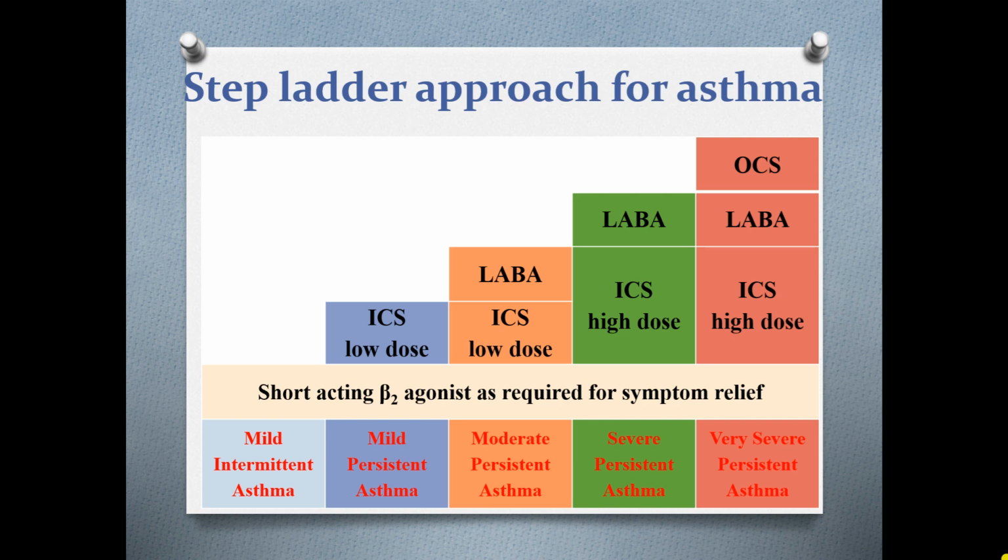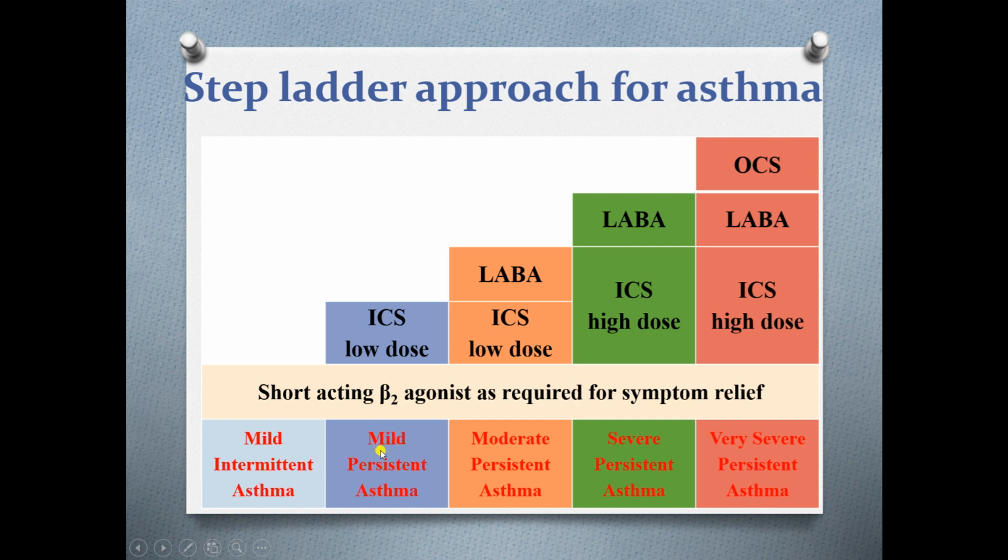This is the management guideline. This one slide will give you the treatment of all the types of bronchial asthma. One is intermittent asthma, mild intermittent asthma. You see only one drug here: short-acting beta 2 agonist as required for symptom relief. If the patient falls into the category of intermittent asthma, he has to take a salbutamol inhaler as and when required. Whenever bronchospasm occurs, the patient has to take a short-acting beta 2 agonist by inhaler.